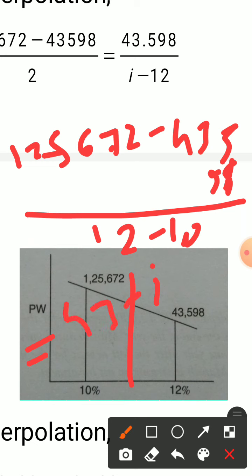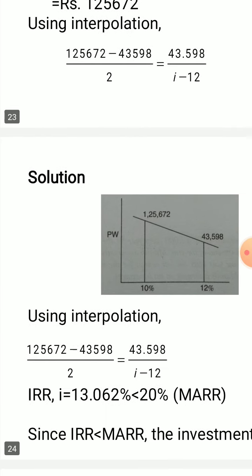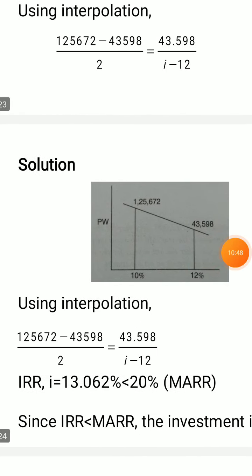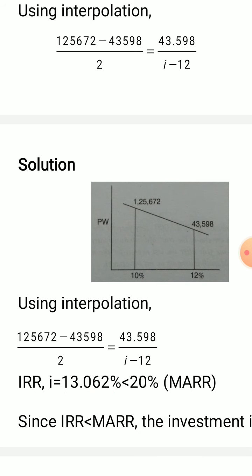So 43,598 minus present worth 0, divided by the difference between the two interest rates, which is I minus 12. After simplifying this, we get an I value that becomes 13.062, which is less than the minimum attractive rate of return of 20%, which is given. So we can say that investment in this project is not desirable.